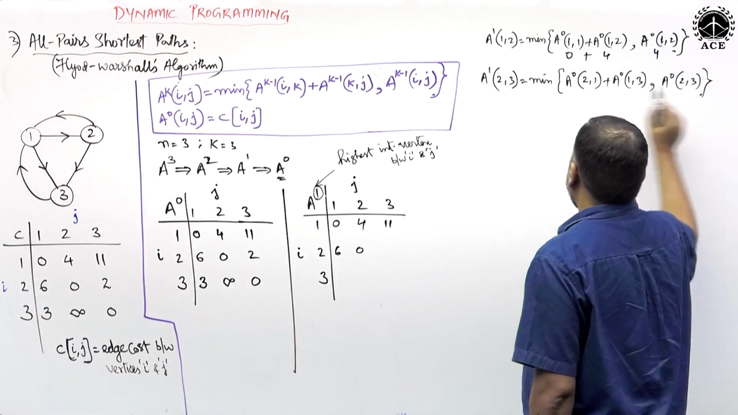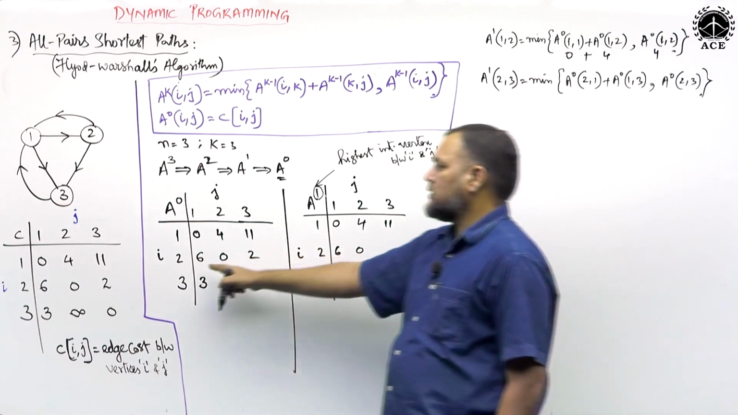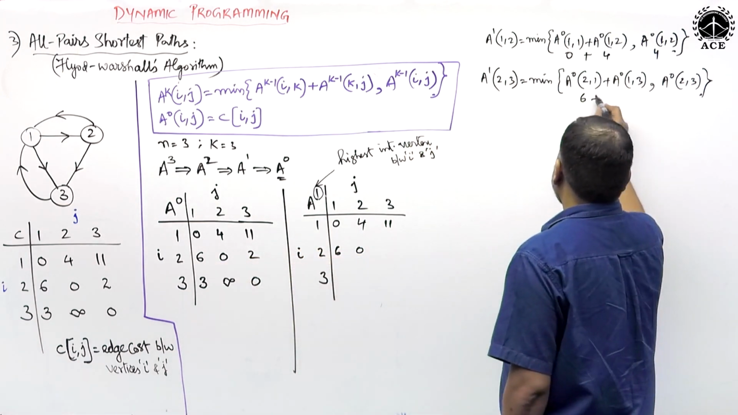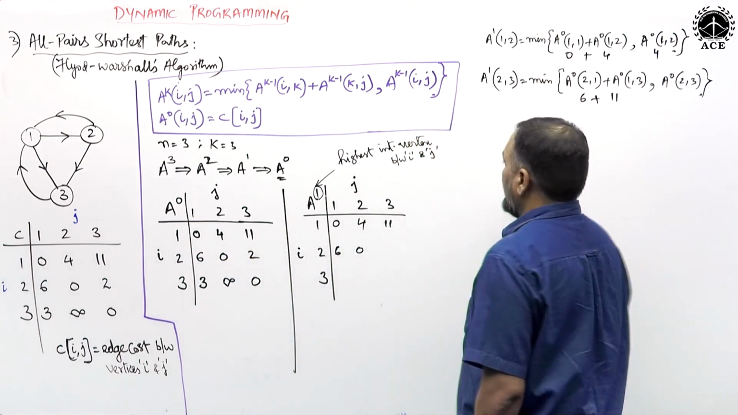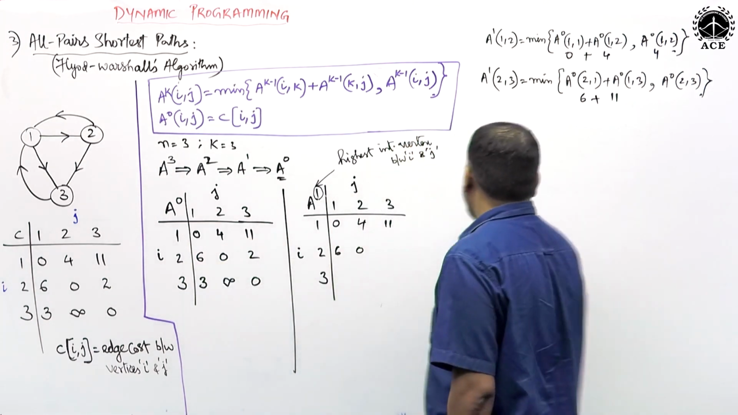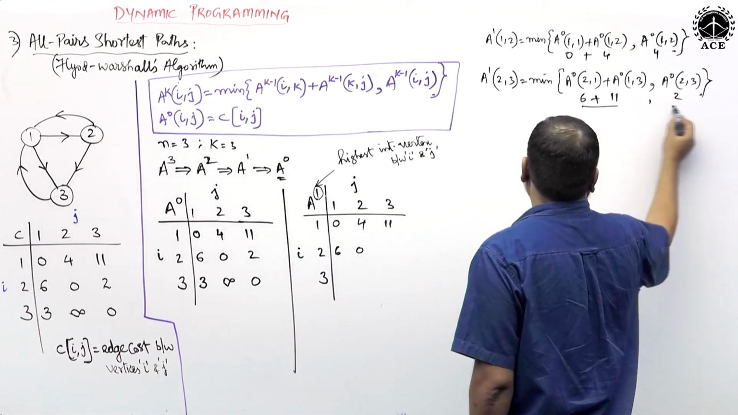Look at this, A0 of 2 1 is how much? 6. A0 of 1 3 is how much? 11. What is A0 of 2 3? A0 of 2 3 is 2. So what is the minimum? The minimum is 2 itself.